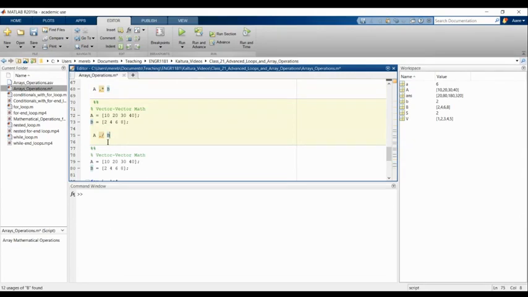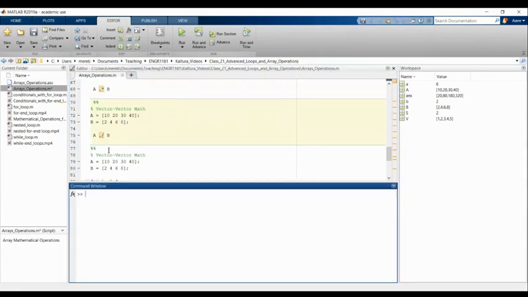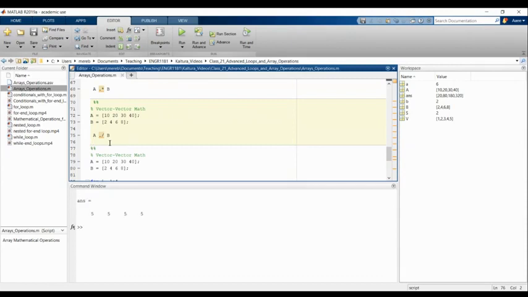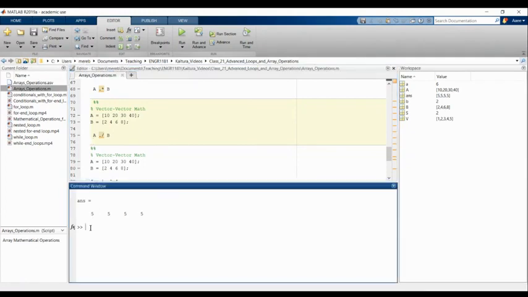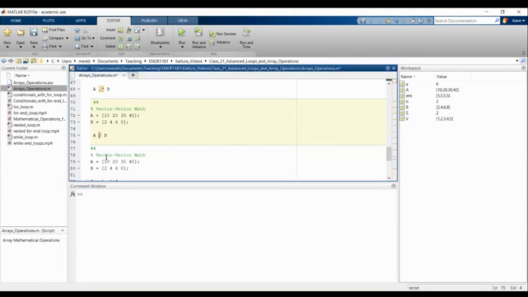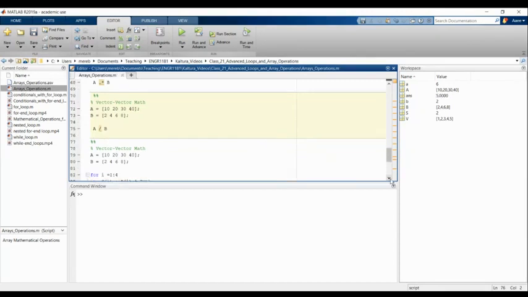About the division, let's check it. So 10 divided by 2, then we should get the first one is 5. 20 divided by 4 is another 5, and 30 divided by 6 is 5. So let's check it and see. So 5, we got 5 for all of them when we divide. And if you like to test it again, just remove the dot and run it again. You should get an error message.